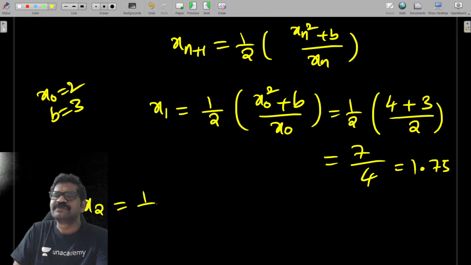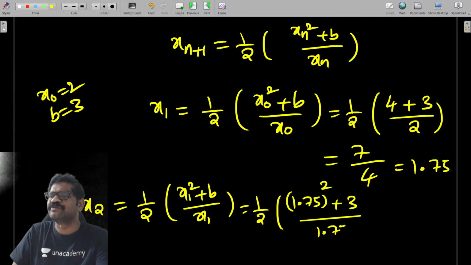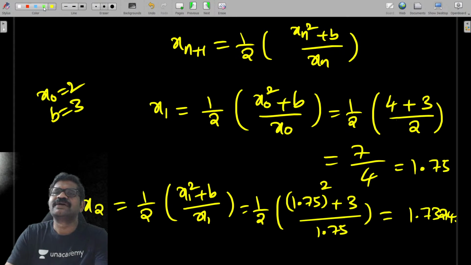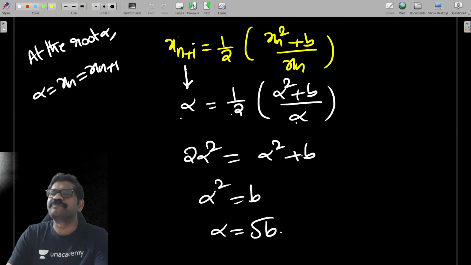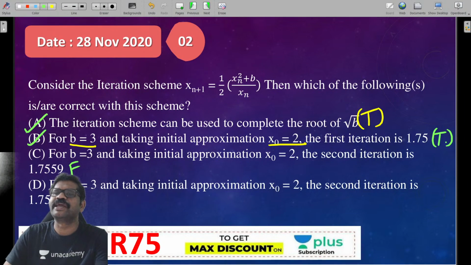Now x1 is 1.75. Now x2 equal to 1 by 2 of x1 square plus b by x1, which is 1 by 2 of 1.75 whole square plus b value 3 by x1, 1.75. By simplifying this we will get 1.73214. Now verifying the options, x1 is 1.75, so the second option is true. x2, in the options we have 1.7559, but in calculation we got 1.7324. So that is incorrect. This is false, this is also false. Only options A and B are found correct.